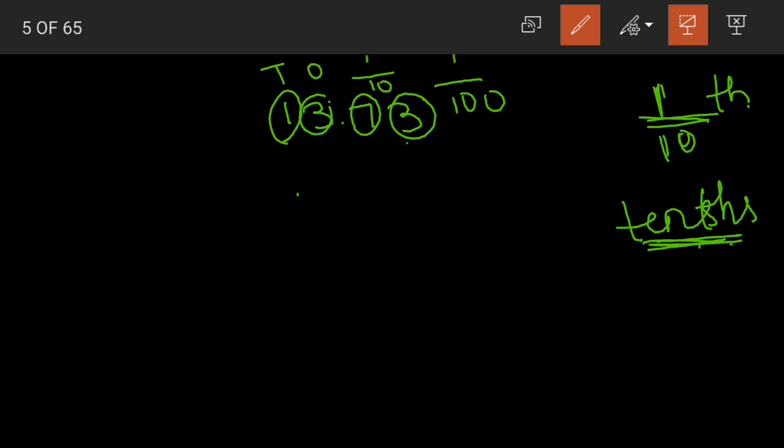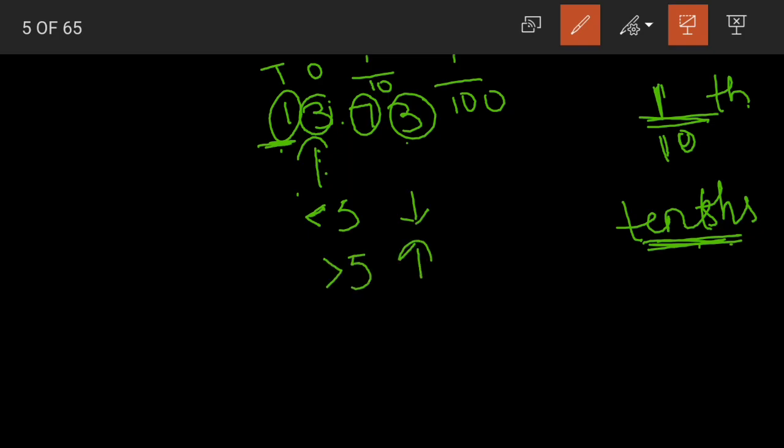If you recall, how do we round off a given number to the nearest 10? We look at the digit in the ones place, and if it is less than 5, then we round down, and if it is greater than 5, we round up.